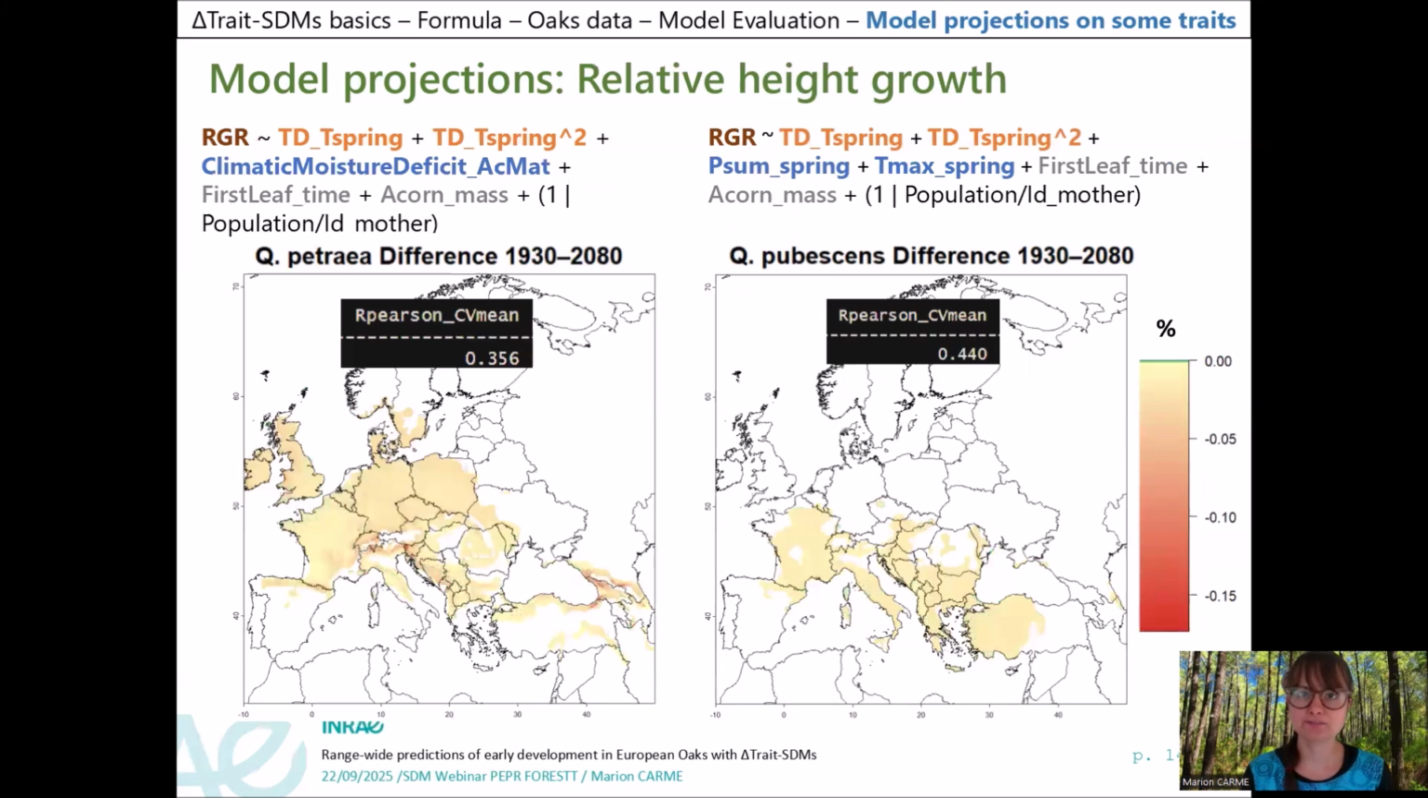Here are relative height growth projections. Likewise, you can see that relative height growth depends also on acorn mass in addition to climate, and also on first leaf time for both species. Overall, we can see that the growth is decreasing with warming or remains the same, and it's especially decreasing for sessile oak. But this is to be nuanced because, as you can see, the Pearson R is quite low. It's quite weak. It's 0.40.